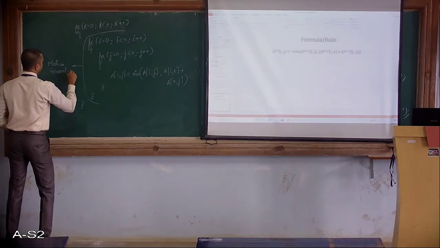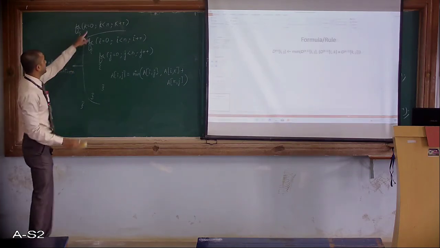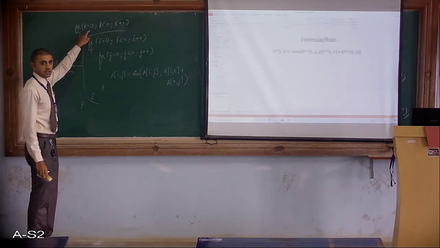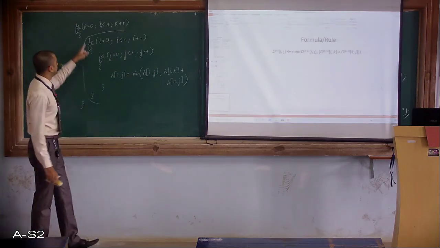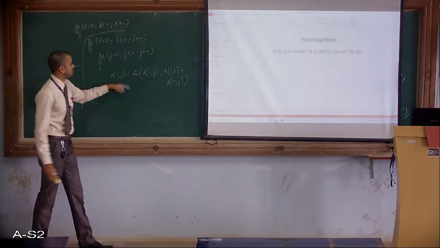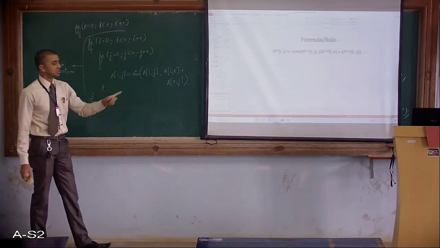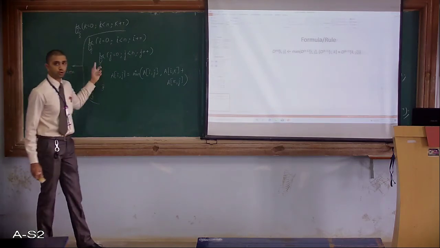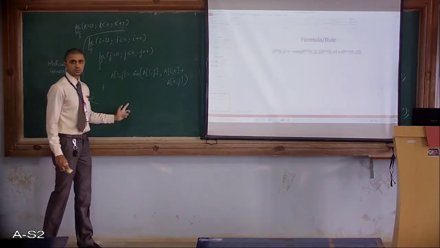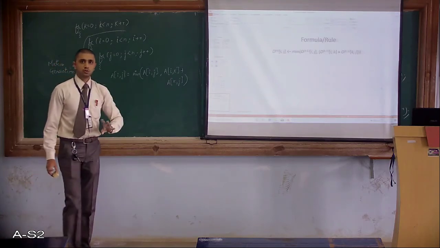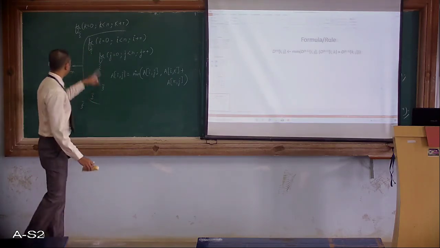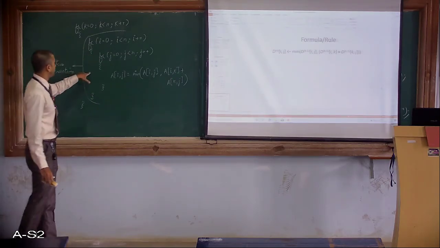This matrix generation will happen based on the intermediate vertex k. When k becomes 1, the first matrix will be generated. When the intermediate vertex is 2, the second will be generated. When it is 3, the third matrix. When it is 4, the fourth matrix. Since there are 4 vertices, it will only go up to 4. So this is the main logic that you have to apply.